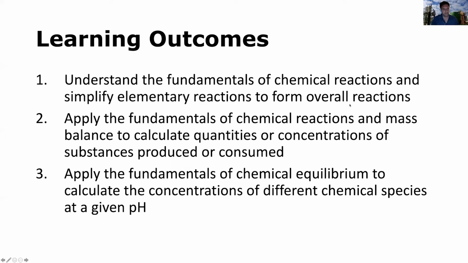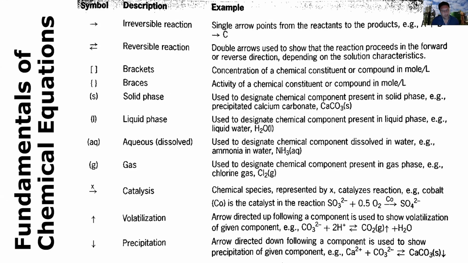The learning outcomes for this part of the lecture are to understand the fundamentals of chemical reactions and to simplify elementary reactions to form overall reactions. The second outcome is to apply the fundamentals of chemical reactions in mass balance to calculate quantities or concentrations of substances produced or consumed in a reaction. And the third outcome is to apply the fundamentals of chemical equilibrium to calculate the concentrations of different chemical species at a given pH. So just some fundamentals of chemical equations.